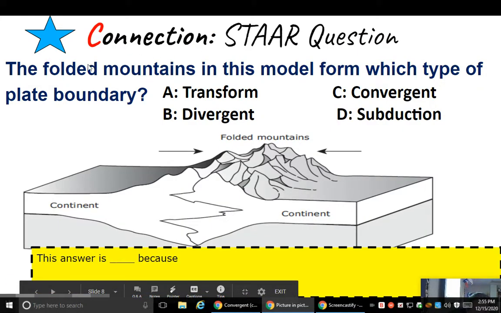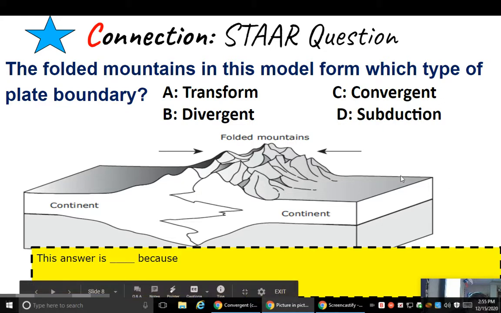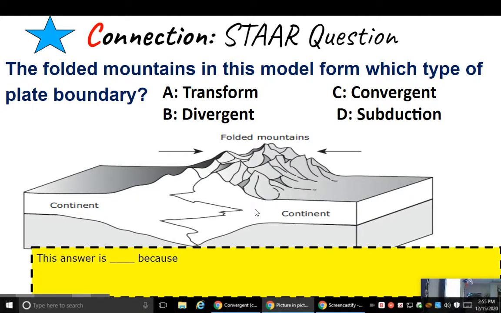So looking at a start test question, the folded mountains in this model form at which type of plate boundary? So here you have a continental crust and a continental crust colliding, and again these two crusts form folded mountains. So it would be a convergent boundary where plates are coming together.